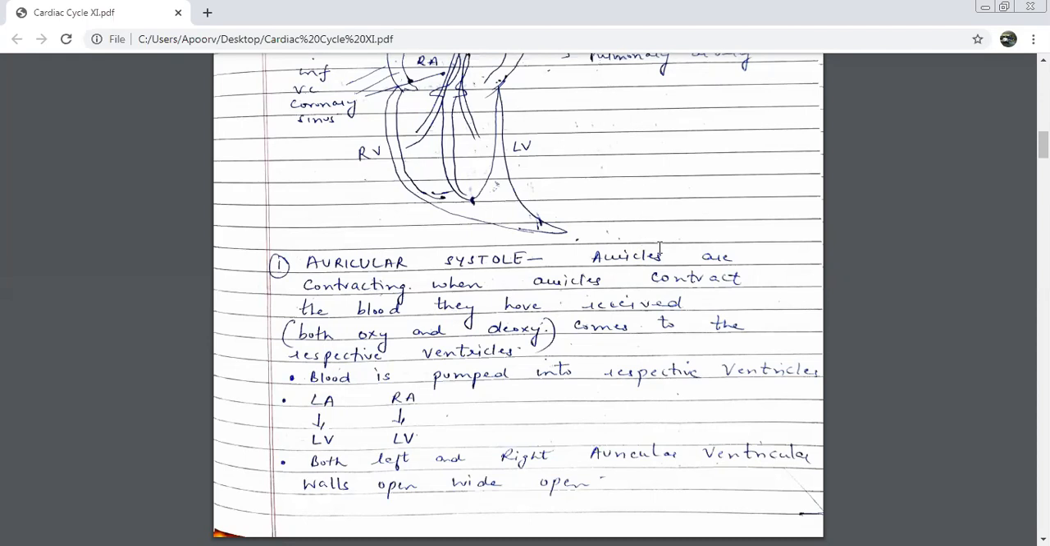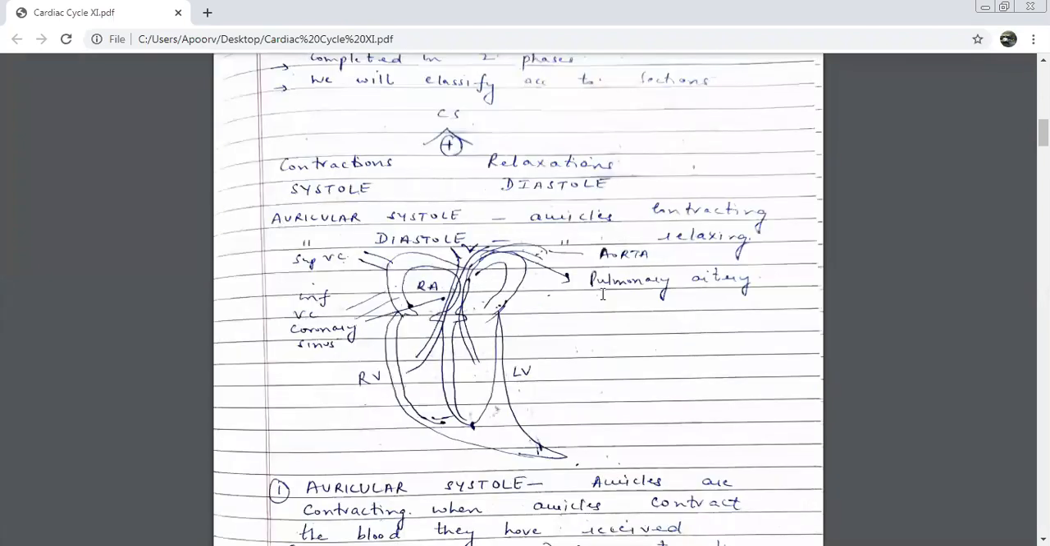Now, when I say auricular systole, it means auricles are contracting. And if auricles are contracting, then the blood they have received comes to the respective ventricles. Let me talk about these 2 auricles. The right auricle receives blood from 3 vessels. If you remember, can you name them? Superior vena cava, inferior vena cava, and coronary sinus. Excellent. So was this blood oxygenated or deoxygenated? Deoxygenated.